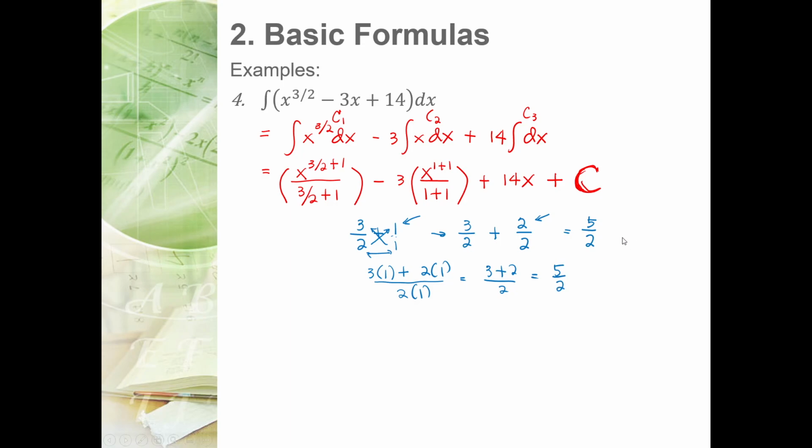Okay, so try to review your fractions. Later on, we'll be dealing with radical expressions and we'll be transforming them into their equivalent exponential form. So you need to review that. Okay, so going back to the equation, we have x to the power of 5 halves, and then in the denominator we have 5 halves also, di ba? Minus 3x squared all over 2 plus 14x plus c.